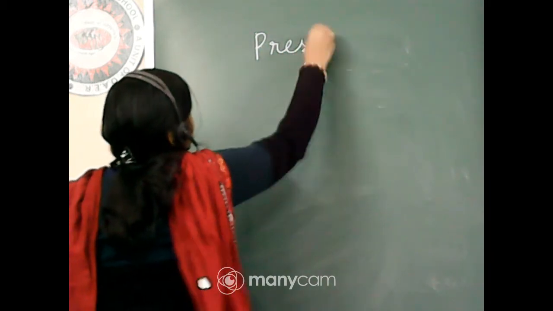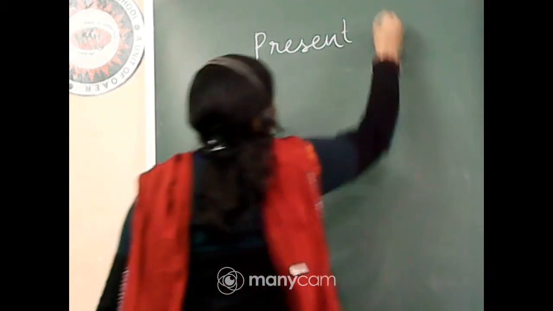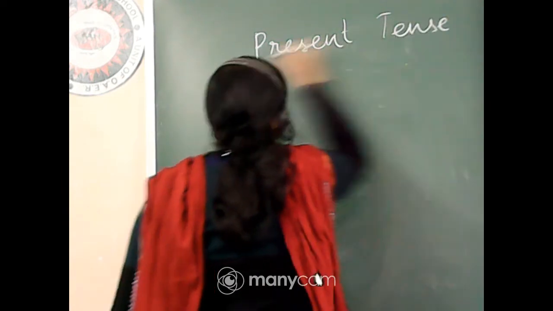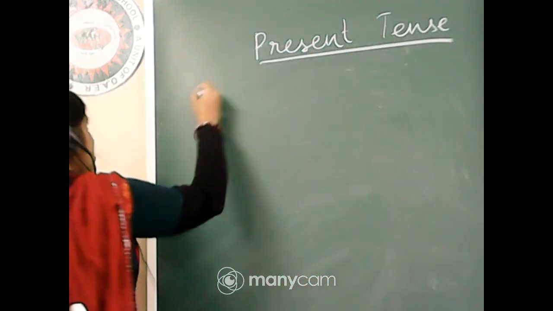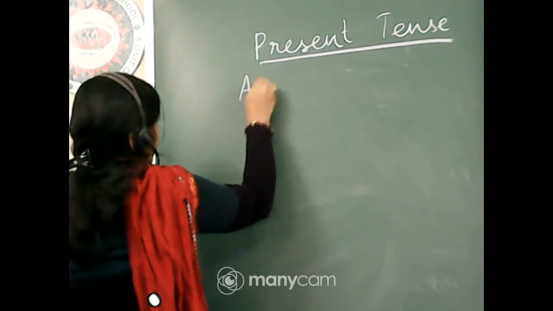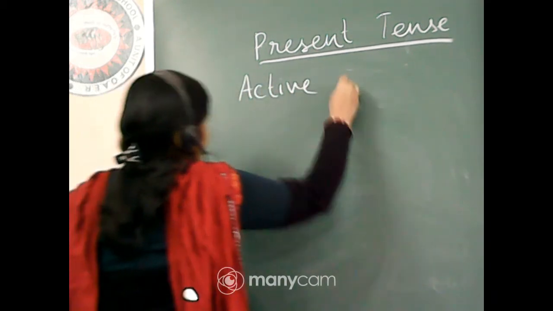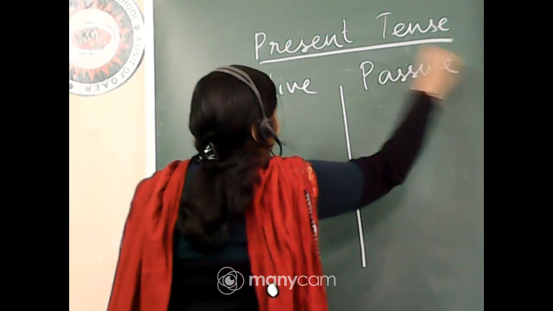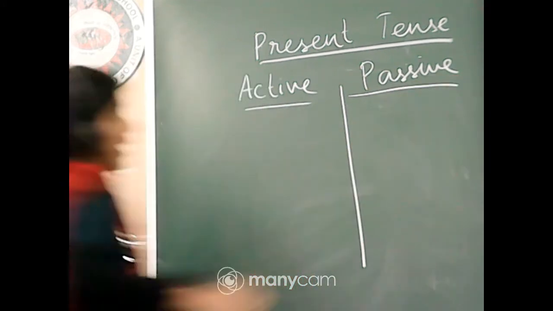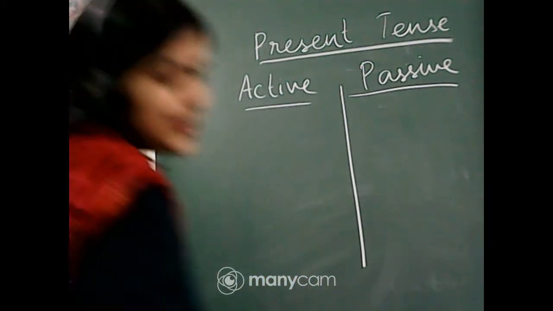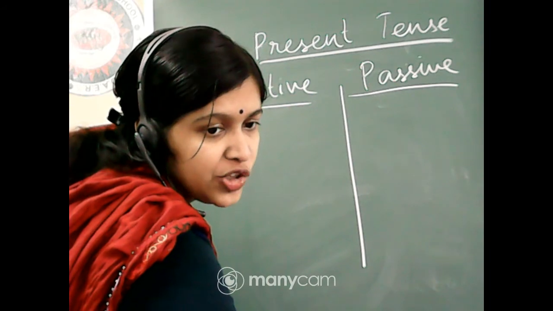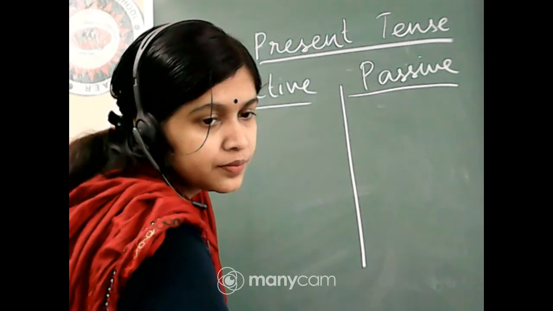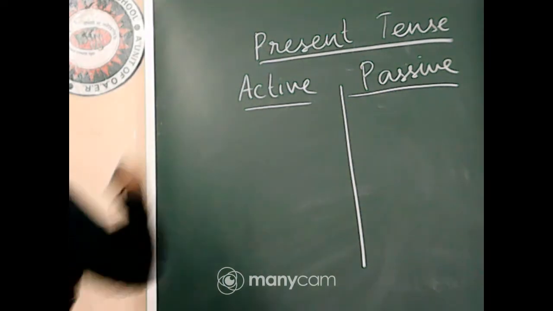Let us start with the present tense. In the present tense, let's make two columns, active and passive, and let us try to find out how the transformation happens in case of present. Let us begin with the simple present tense.